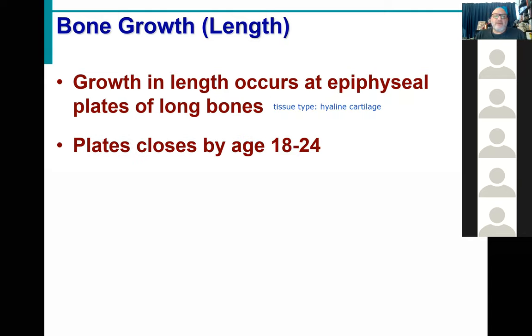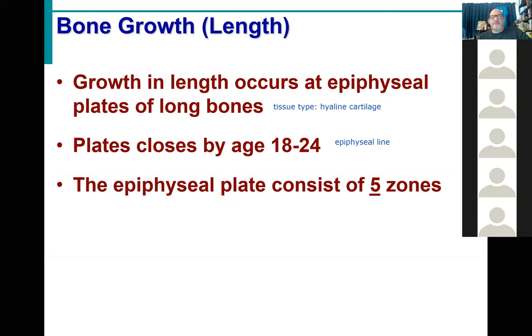As we also talked about last time, bones don't grow in length forever. Typically around age 18 to 24, that epiphyseal plate fuses up and becomes a thin line of compact bone that we call the epiphyseal line, at which point your bones are as long as they are going to get. The epiphyseal plate consists of five different zones. So again, if you think of that model we've drawn of the bone, that tiny little strip of cartilage in the metaphysis actually consists of five distinct zones.